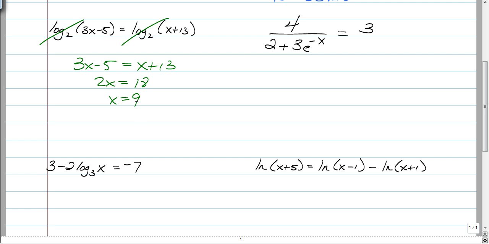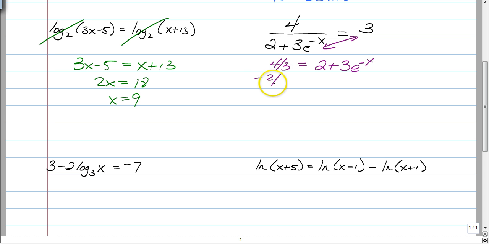No big deal. This next one's a little bit tricky. The first thing you're going to want to do is switch this up a little bit. So we're going to just switch these two pieces because we know, as a little shortcut from Algebra 1, if we switch those, we're just going to get 4/3 is equal to 2 plus 3e to the negative x. And now you're going to subtract 2 from both sides.